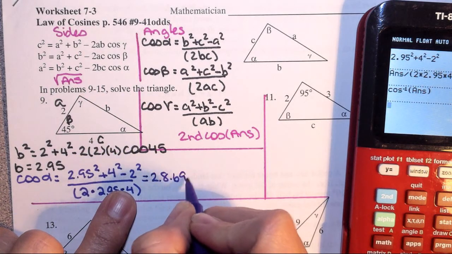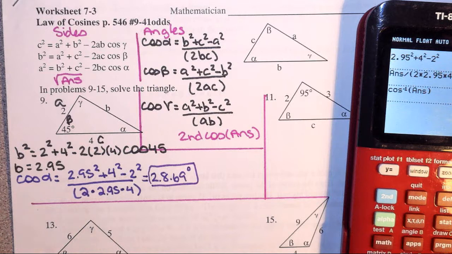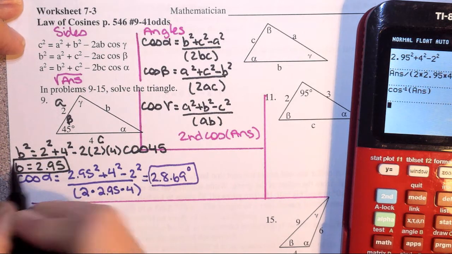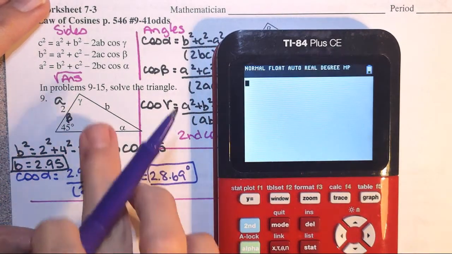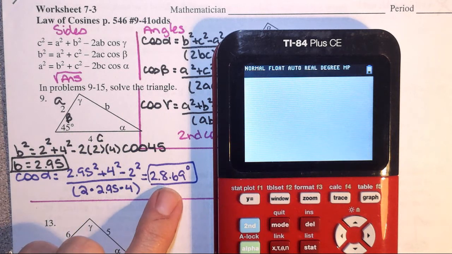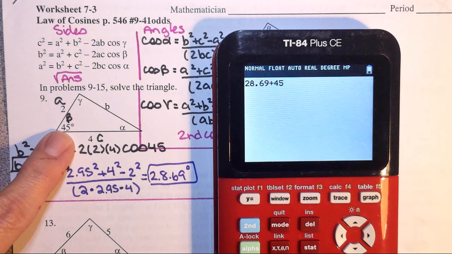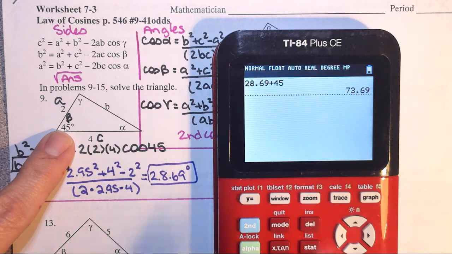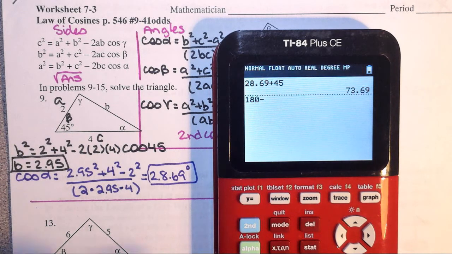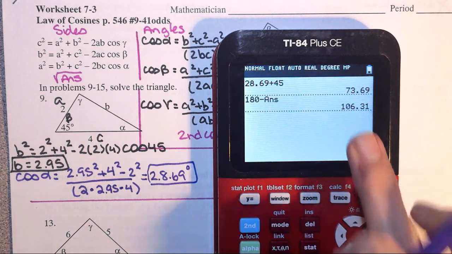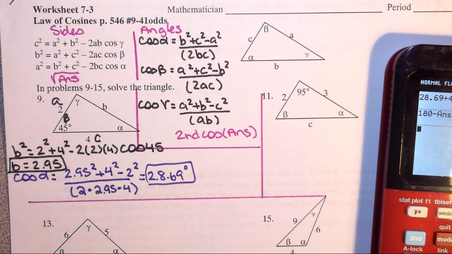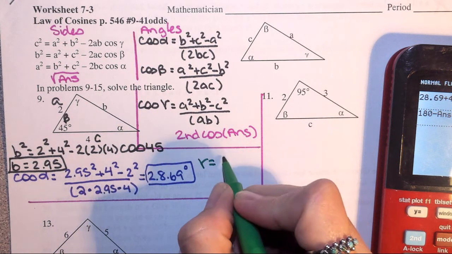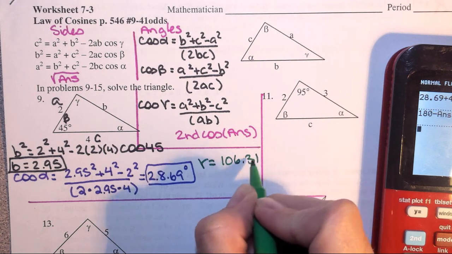So here's alpha and here's B. The only thing left I have to find is gamma. And the easy thing about gamma is I know a whole triangle has to add up to 180. So I know one of my angles is 28.69, plus I know beta was 45. So all I have to do is take this answer and subtract it from 180. So my missing angle, my gamma, equals 106.31 degrees.